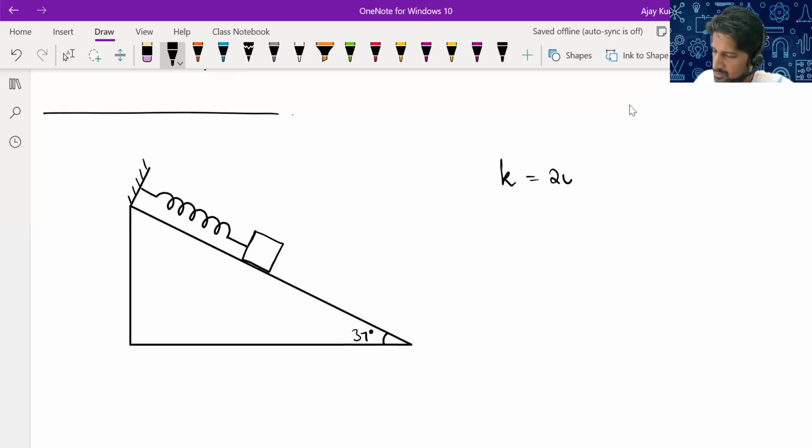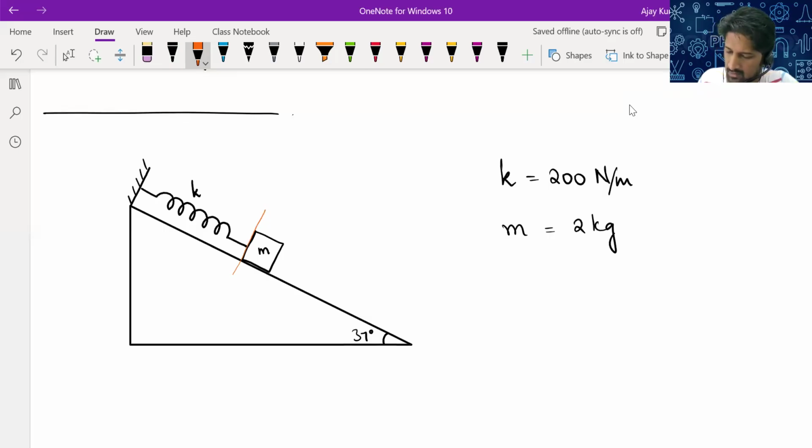Spring constant, let's say, is 200 Newton per meter, and the block's mass is 2 kg. The angle of inclination is given to you. Assume the block is released when the spring is at its natural length. Now, I don't know whether that is the mean position or not. You should find out. It is released from this position.